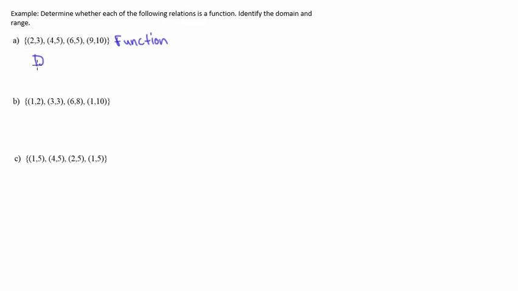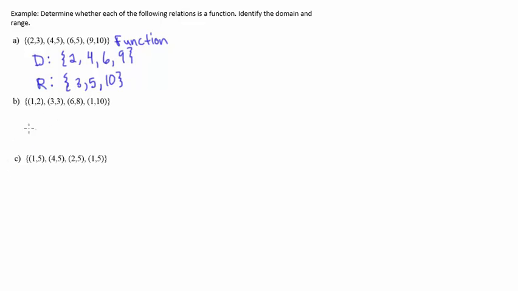Now our domain, which I'm going to use a D to represent, we're going to make a list. Typically in math, when we make a list, we put squiggly brackets around it. I'm going to list all the x values because domain has to do with x. So 2, 4, 6, 9, and end with my squiggly brackets. My range is my y values. So that would be 3, 5, and then I have 5 again, so I don't need to list it twice, and 10. And notice it doesn't matter that our y values repeated. All that mattered was our x values were all different.